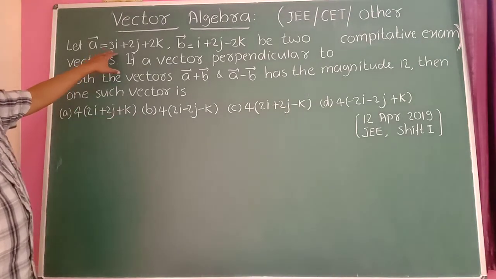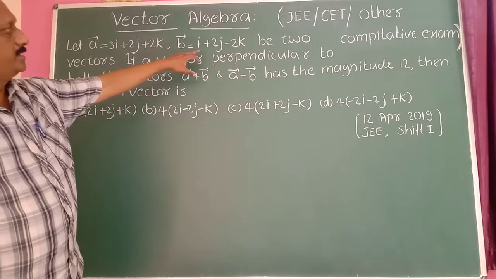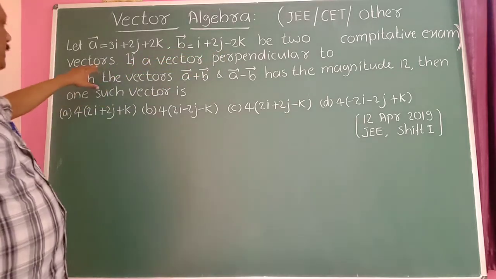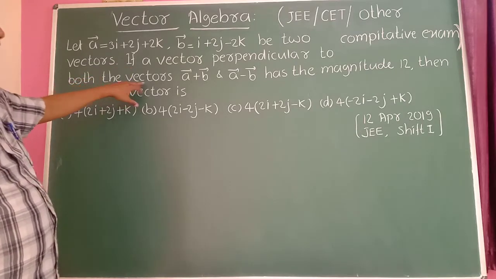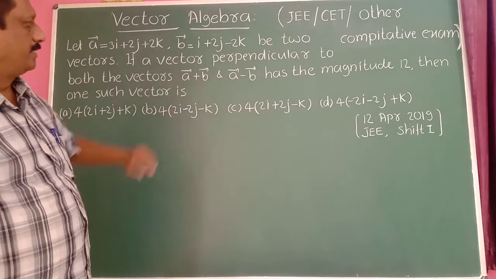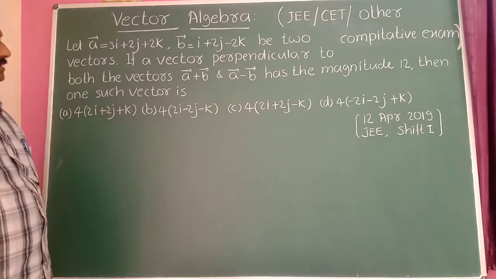a bar is equal to 3i plus 2j plus 2k. b bar is i plus 2j minus 2k, be two vectors. If a vector perpendicular to both the vectors a bar plus b bar and a bar minus b bar has the magnitude 12, then one such vector is.